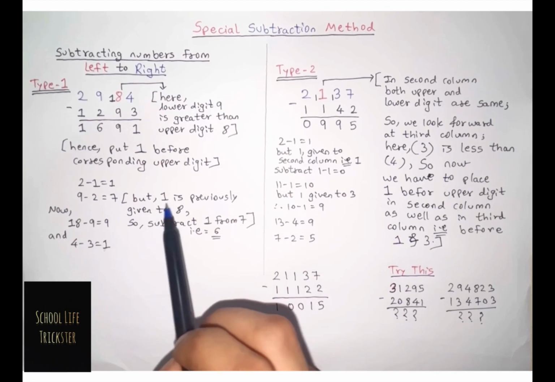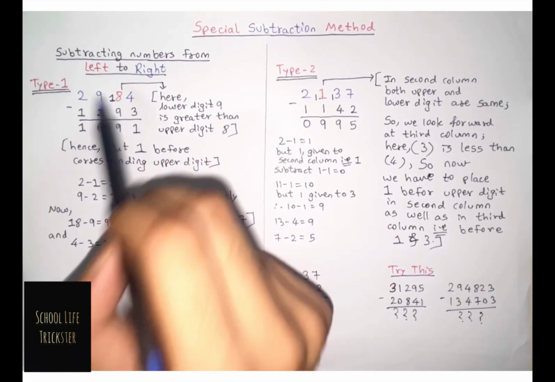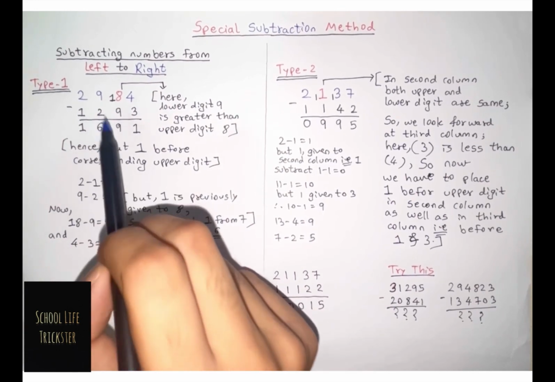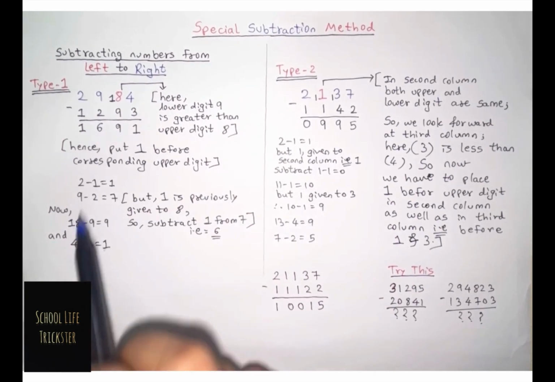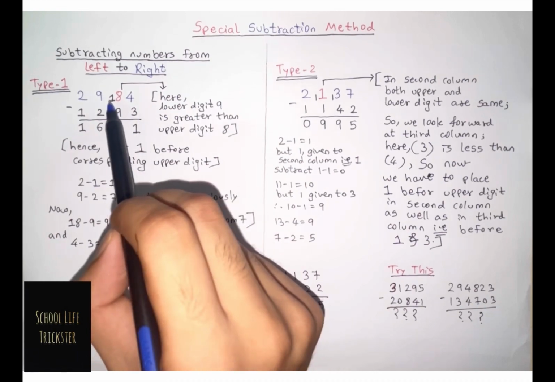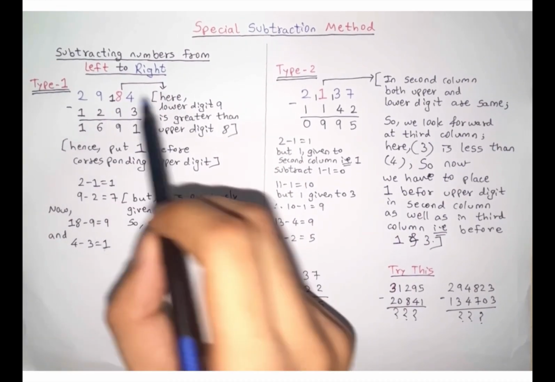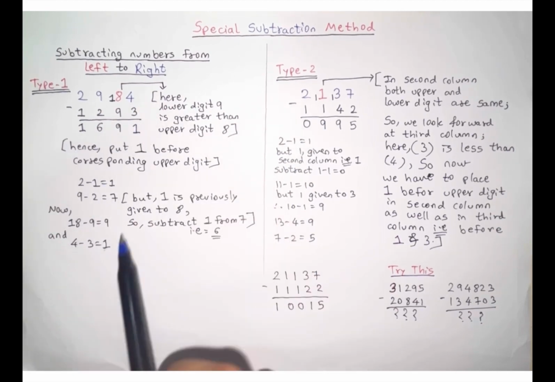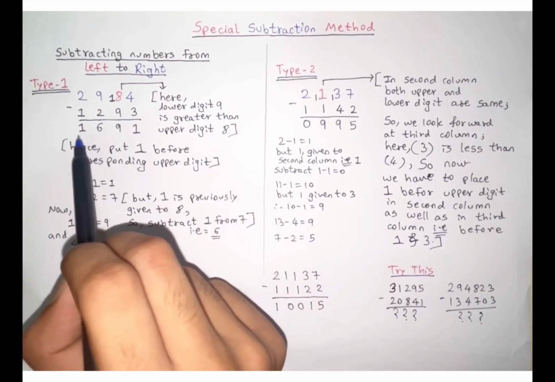Now we have to solve from left to right, that is 2 minus 1 is 1, 9 minus 2 is 7, but 1 is previously given to 8. Therefore we have to subtract 1 from 7, that is 6. Now as we have given 1 previously to 8, we take it as 18. So 18 minus 9 is 9. Now 4 minus 3 is 1. So the answer is 1691.